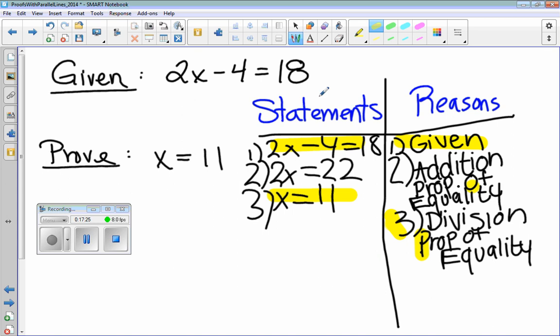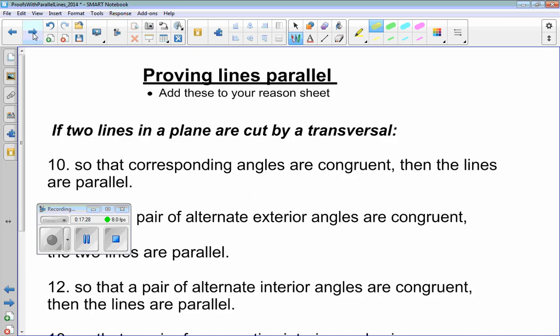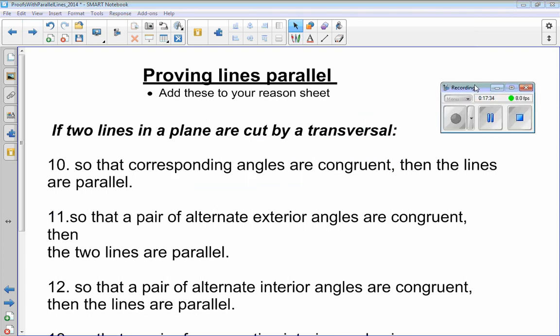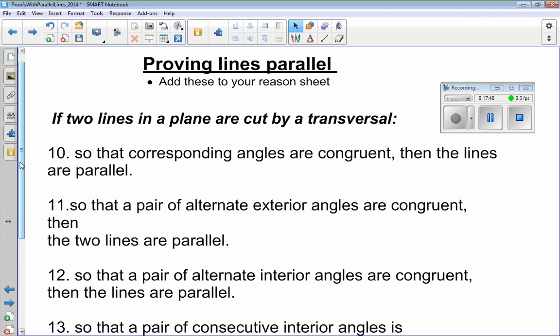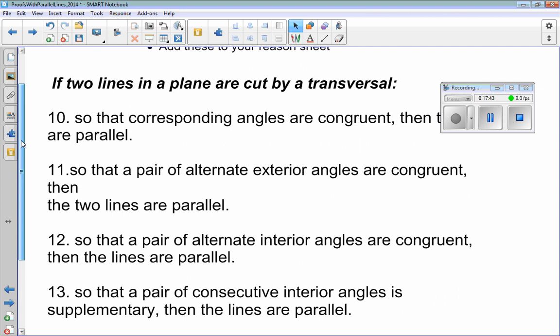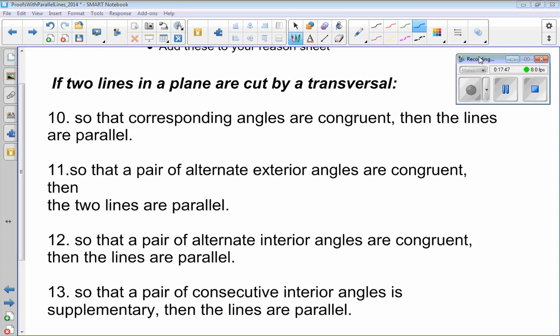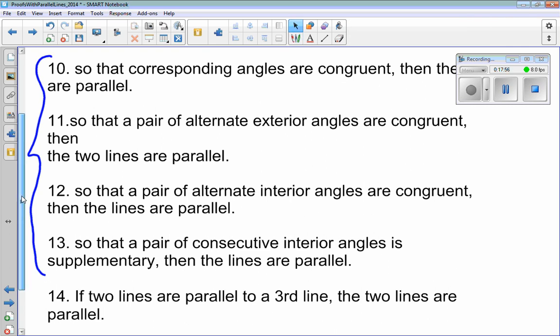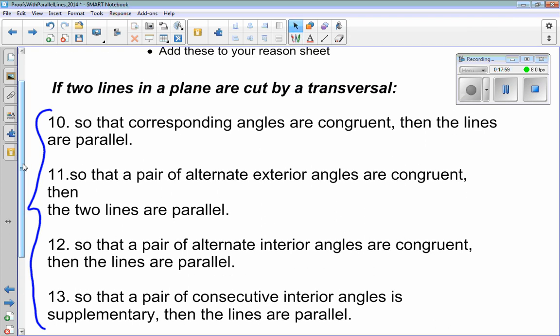So if you would, I'd like us to add a few more reasons to our reason sheet. Okay, and these are specific to parallel lines. So I went ahead and wrote this statement, and it goes with 10 through 13. Okay, so you can kind of write these together. They all go with that statement. So rather than writing that statement 5 times, I wrote it once. Does that make sense?